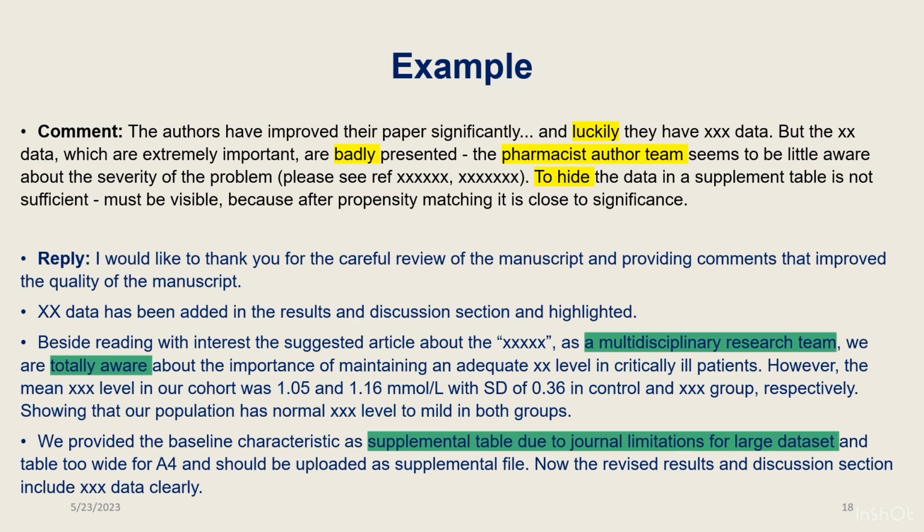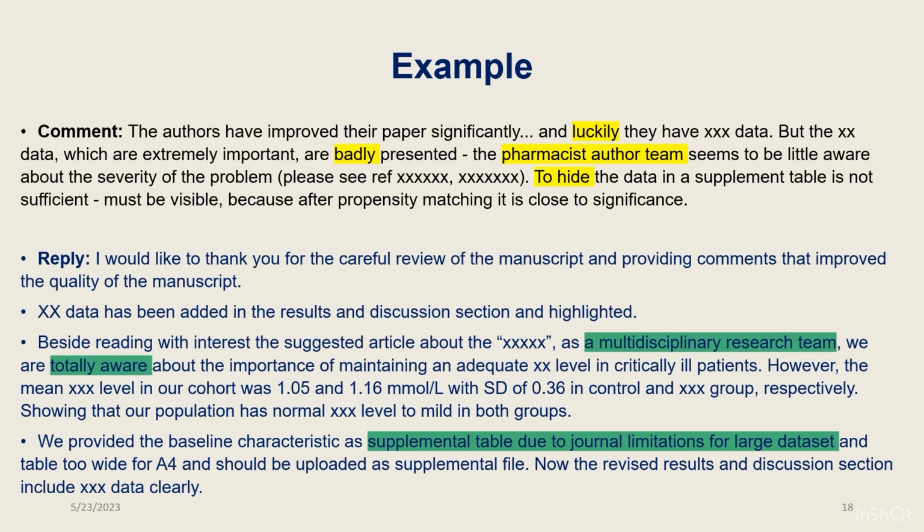Let's see how the author tackled such a comment. The author replied by, as I mentioned, thanking them for the careful review of the manuscript and for providing comments that improved the quality of the manuscript. So acknowledge their effort. Then, XX data has been added in the result and discussion section and highlighted. So it's not badly presented, by not being defensive, by being very neutral, professional, polite.